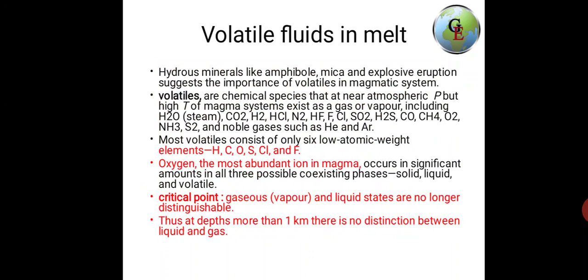Oxygen is the most abundant ion in the magma, and then another important term comes into the picture, that is critical point. For gaseous vapors, there is a point where there is no distinction between gas and liquid. This point is known as the critical point. This occurs at high depth. Thus, at depths of more than 1 kilometer, there is no distinction between gas and liquid.